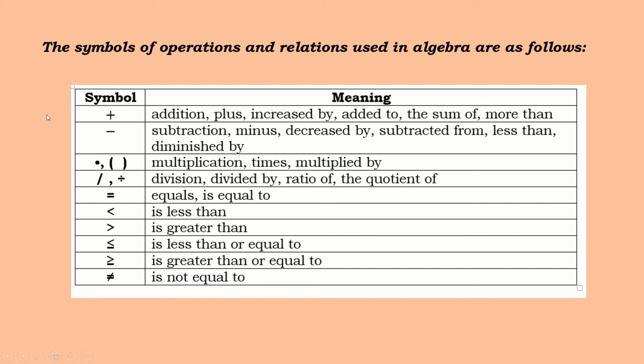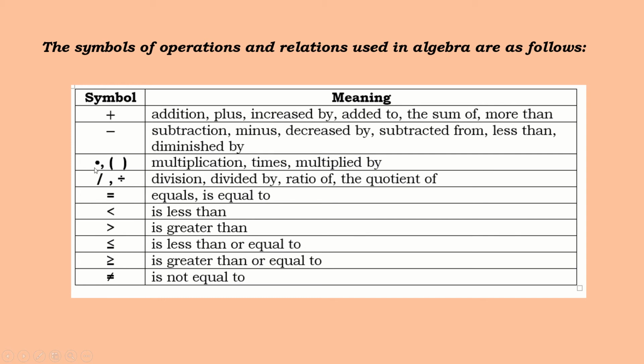We have here the symbol, the cross, which denotes addition: plus, increased by, added to, the sum of, and more than. These words are synonyms of addition. In writing mathematical phrases, you can use these words. We also have the symbol for subtraction, which means minus, decreased by, subtracted from, less than, and diminished by.